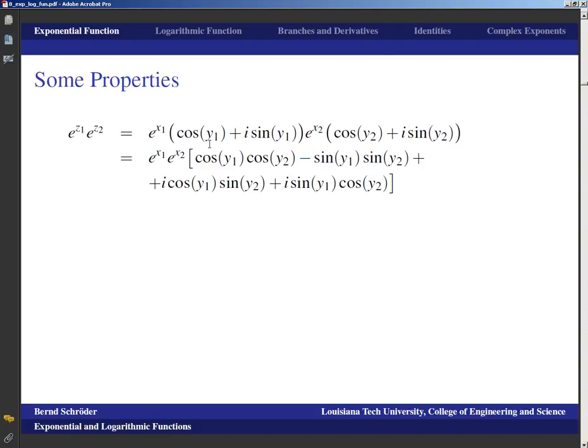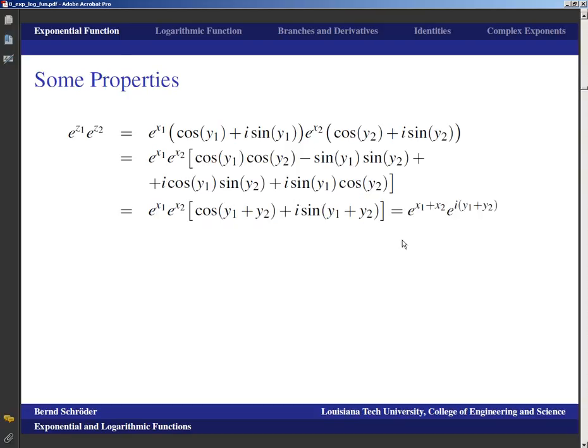Then we get cosine y1, I sine y2, that's I cosine y1 sine y2 here, and I sine y1 cosine y2, that's right down here. And if we put that together, we realize the e to the x1, e to the x2 still stays in the front: cosine y1 cosine y2 minus sine y1 sine y2. From trigonometry, we know that that is cosine of y1 plus y2. And if we pull the I out here, we get cosine y1 sine y2 plus sine y1 cosine y2, and that's sine of y1 plus y2.